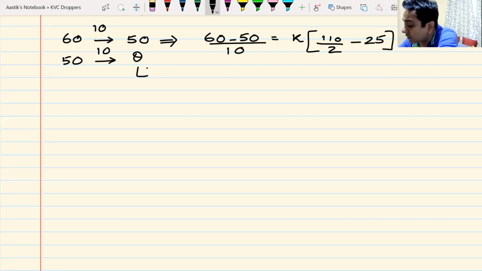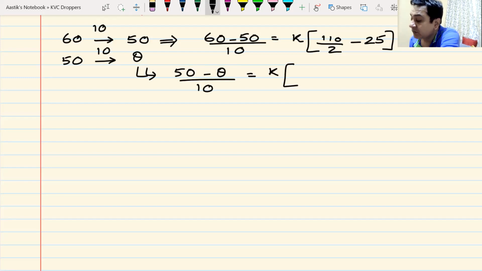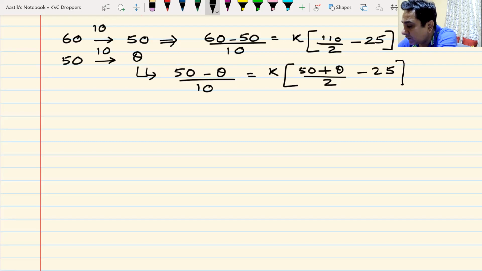Then I make the equation for this one. How does the equation for this one look like? (50 minus theta) divided by 10 is equal to K into what will be the average temperature? This will be equal to (50 plus theta) divided by 2 minus 25. Do we understand this? We just divide now. So 60 minus 50 is 10.